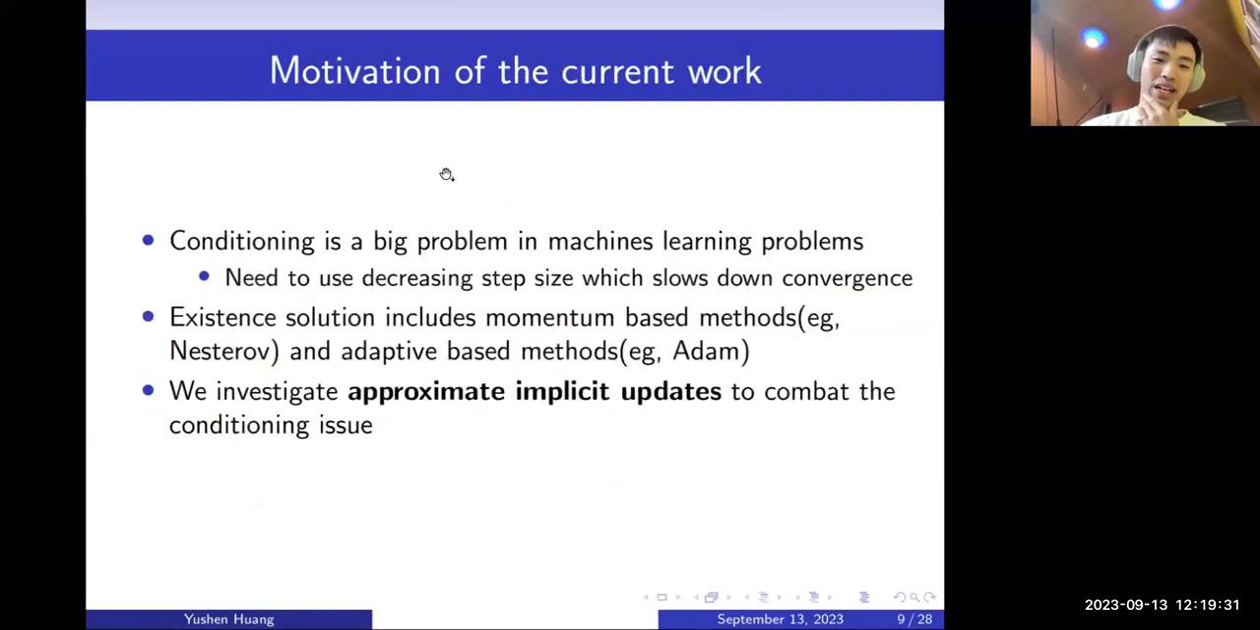And in machine learning problems, the condition number is actually a very large issue, and usually you have to slow down the step size, which will slow down the convergence. Because if you increase the step size, you will have some divergence issue. And then there are existing solutions such as momentum-based methods or adaptive methods, which can somehow handle this issue, but not completely. And for us, we investigated this approximate implicit update to deal with this conditioning issue.